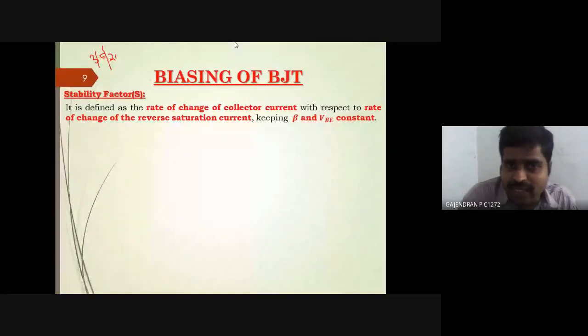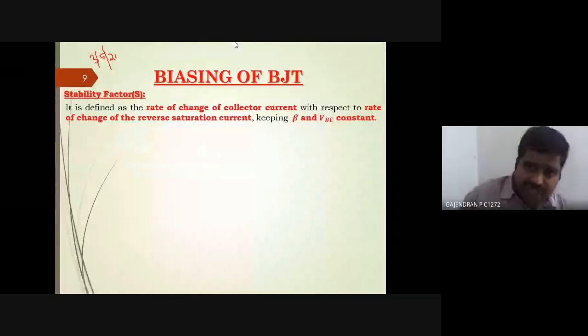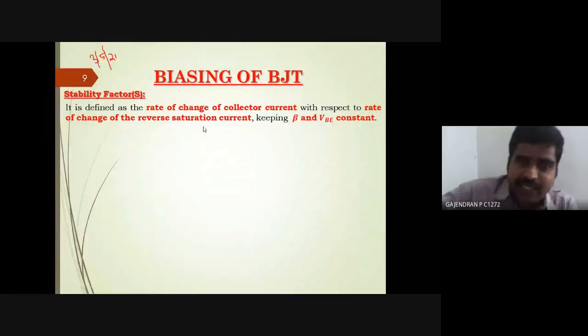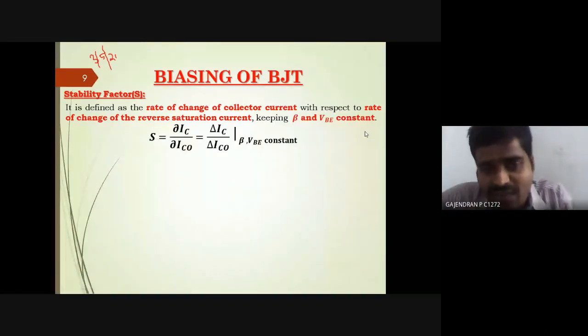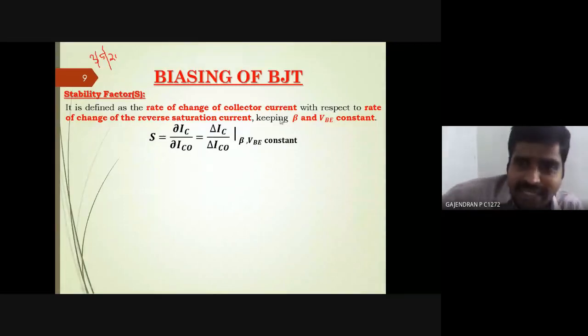What are all those current components? Collector current and reverse saturation current. Very good. Collector current and reverse saturation current, by keeping the current gain and VBE, that is base emitter voltage, constant. How will we write it mathematically? This is the form. We are going to write it in a mathematical way.